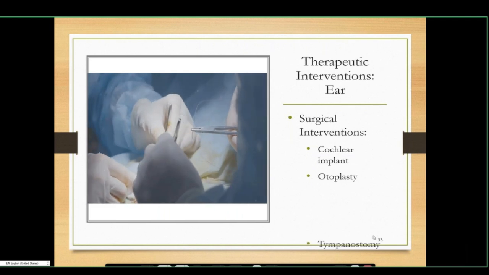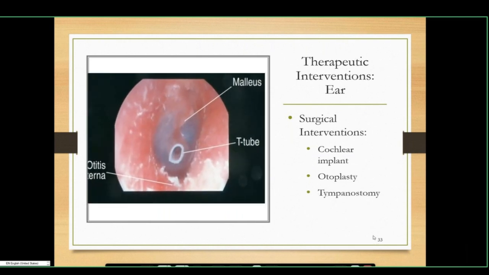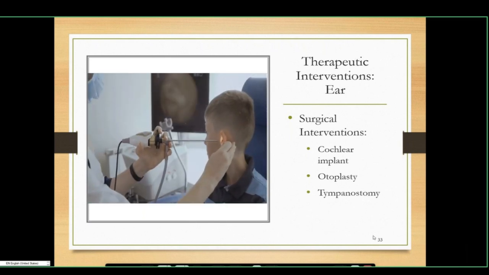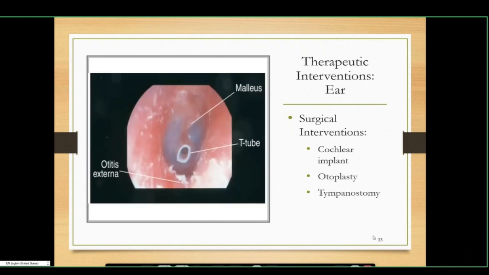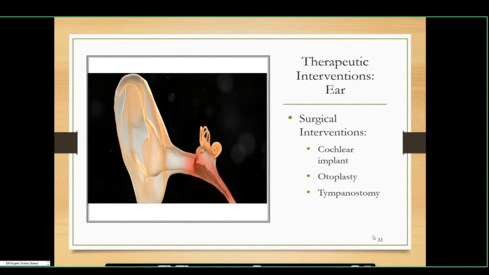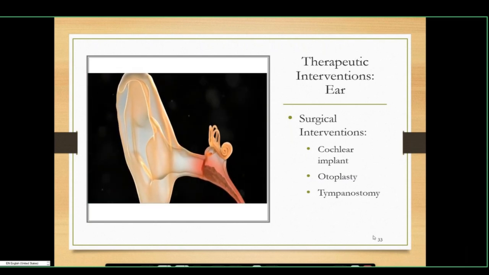Lastly, we have tympanostomy, commonly referred to as ear tube surgery. It's typically performed on children who suffer from frequent ear infections. Here, the surgeon makes a tiny incision in the eardrum and inserts a small tube. This tube helps to ventilate the middle ear and prevent fluid accumulation.